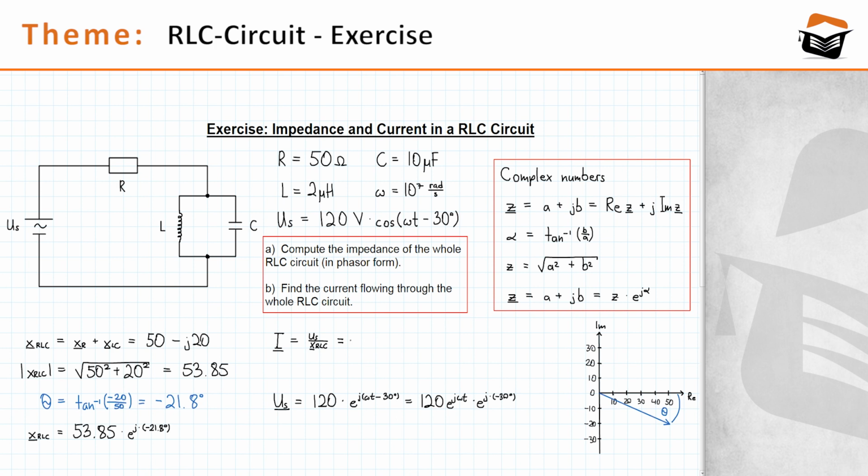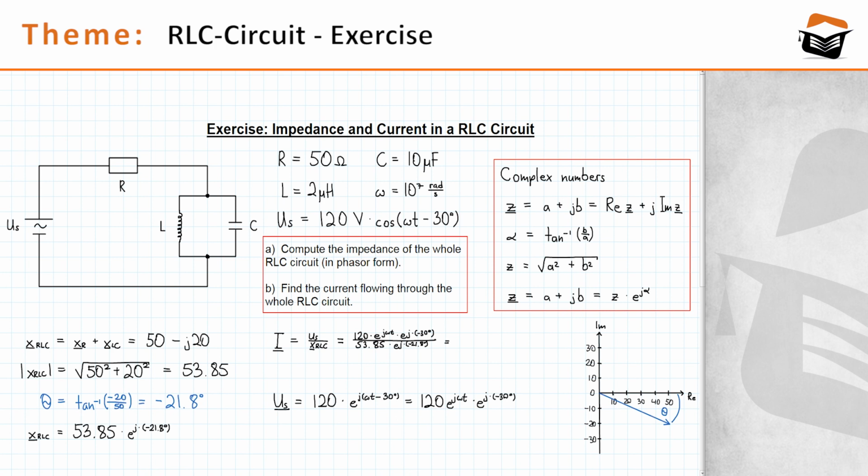So 120 times e to the power of j omega t, and one more time, to the power of j times minus 30 degrees, divided by 53.85 times e to the power of j times minus 21.8 degrees.